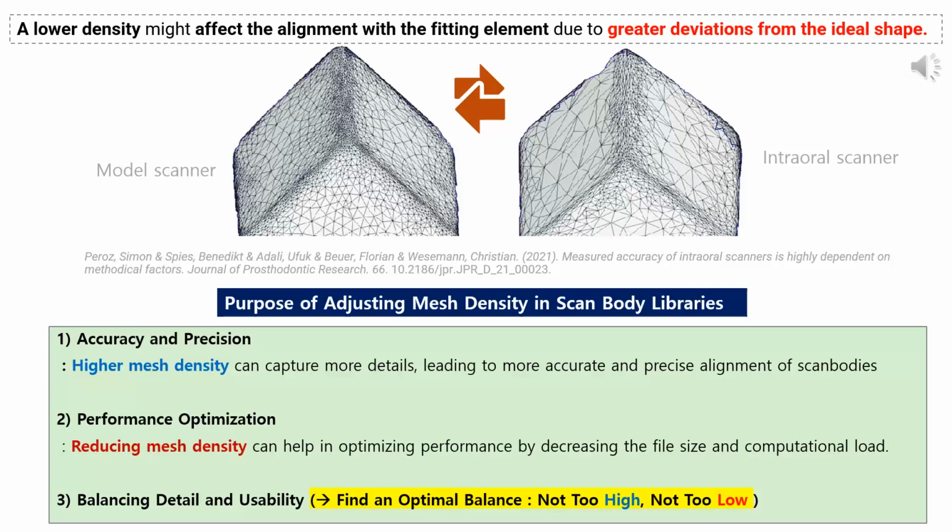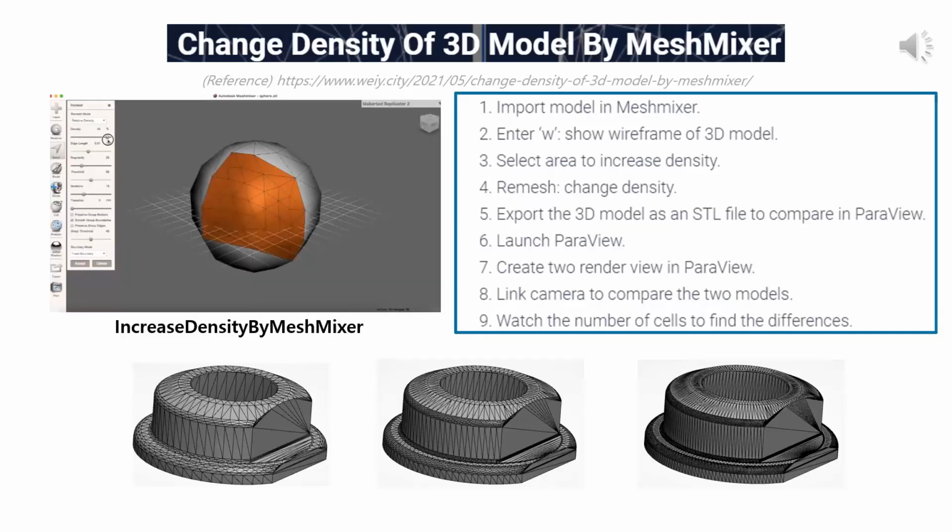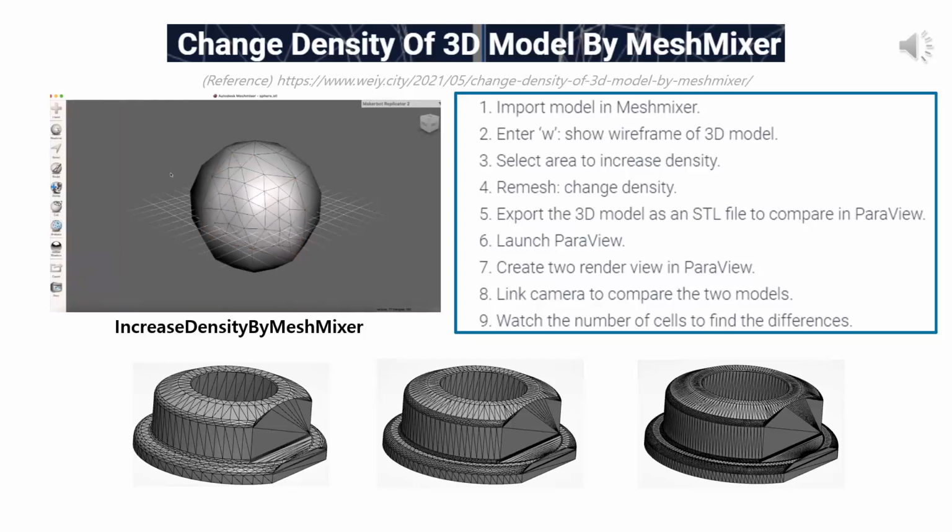So if your scanbody is already registered in the library by default, there is no need to worry about adjusting mesh density. But if you want to use a new scanbody that is not registered, you can customize it to make it more suitable for use in the Medit software. The purpose of using an editing program like MeshMixer is to adjust the mesh density of the new scanbody library to an optimal level, not too high and not too low, to suit the scanning environment.